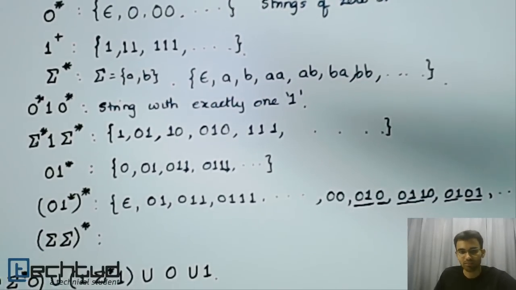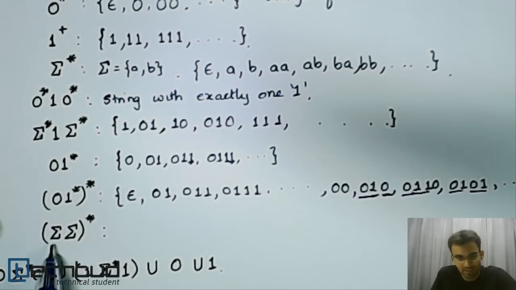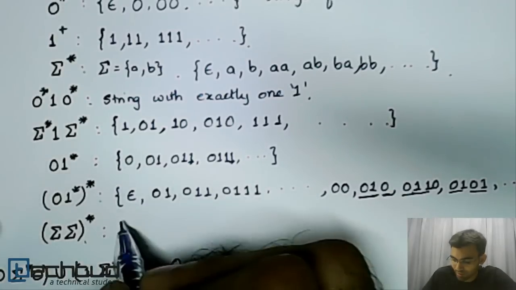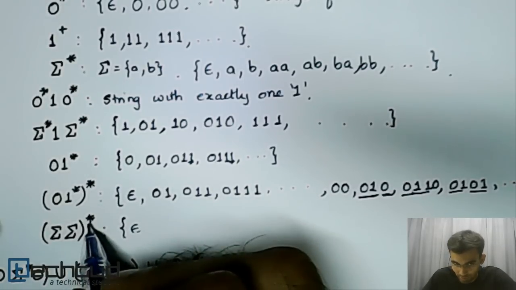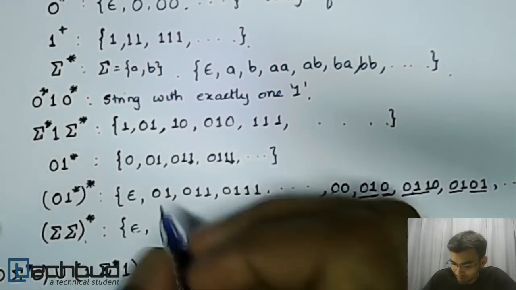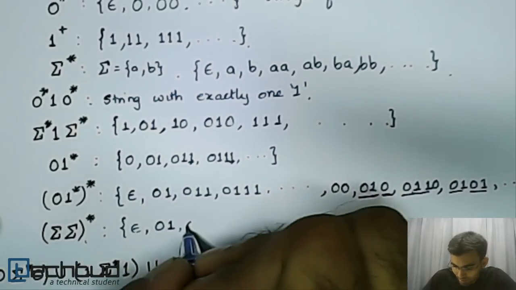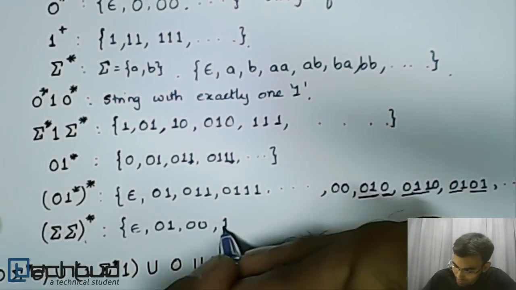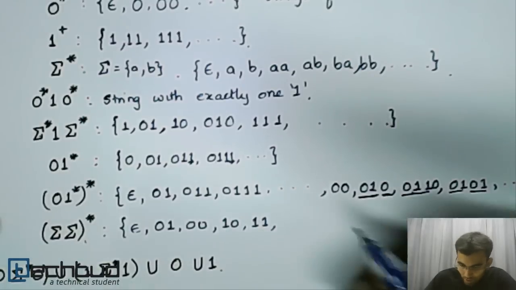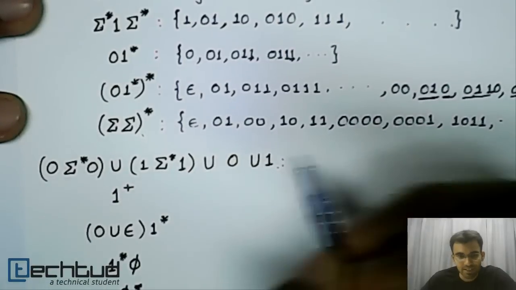Sigma, sigma, the whole star, indicates that you must have a single symbol from sigma in the first place, and in the second place another symbol from sigma. That, encapsulated by the Kleene closure, indicates that you have a string whose length is a multiple of 2. So you can have the empty string, because it's encapsulated by a star, or you can have two symbols, which could be anything, assuming 0, 1 is the alphabet, right? Or four symbols.